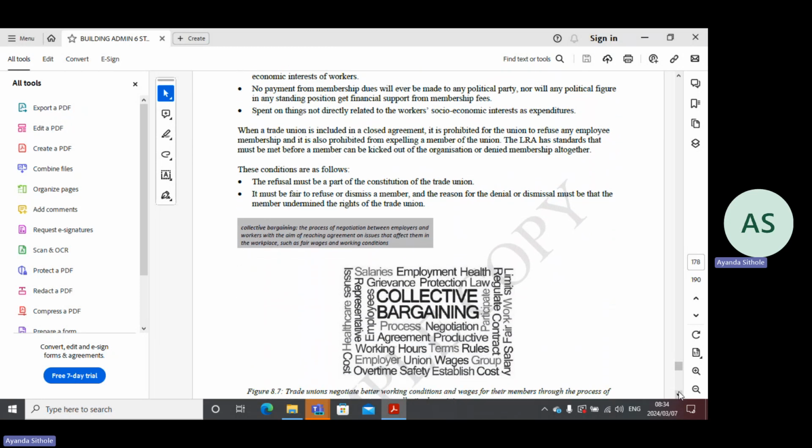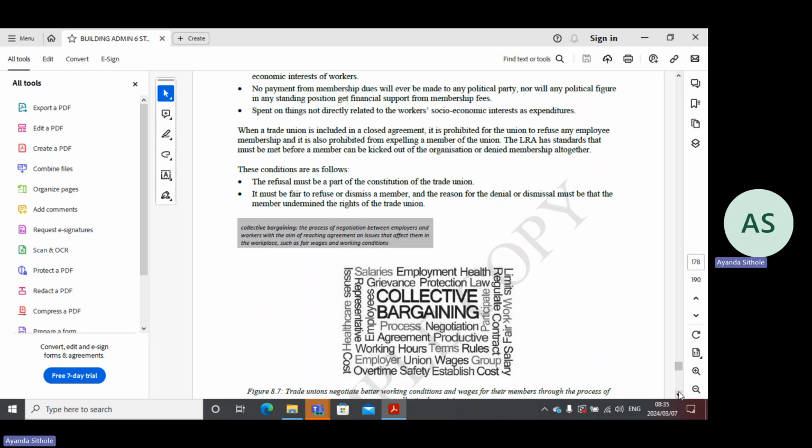Then we have, when a trade union is included in a closed shop agreement, it is prohibited for the union to refuse any employee membership, and it is also prohibited from expelling a member of the union.